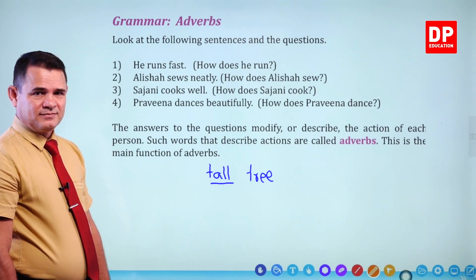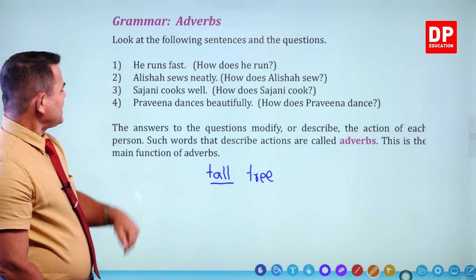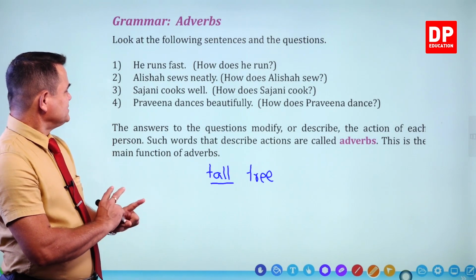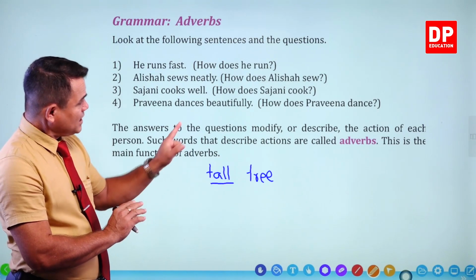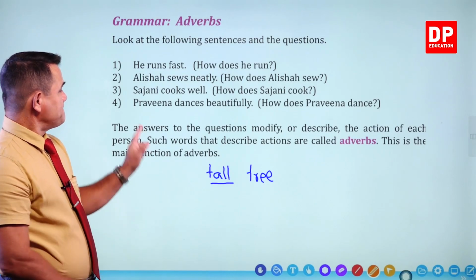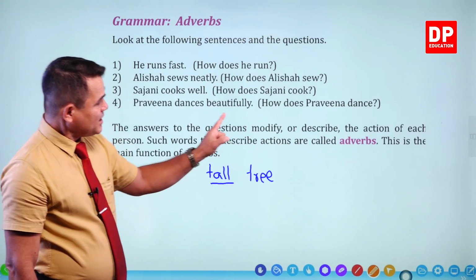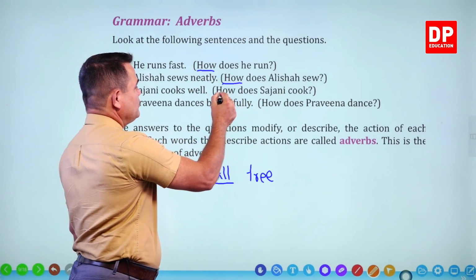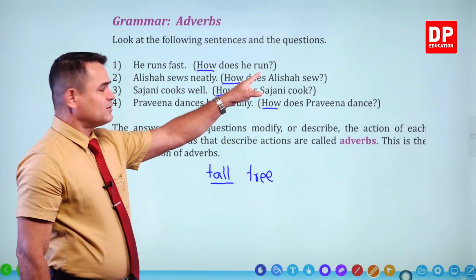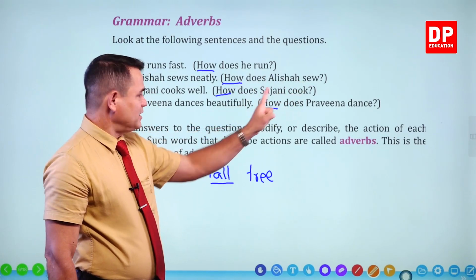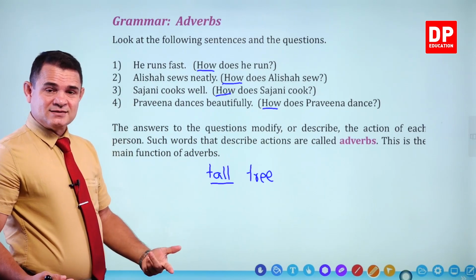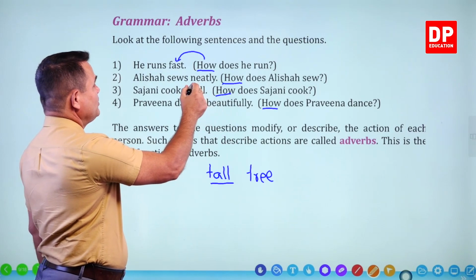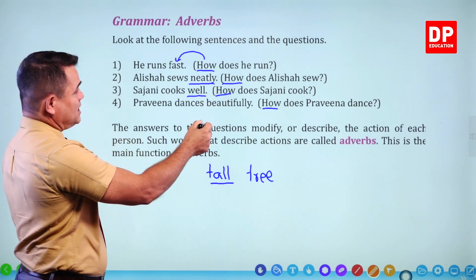ඔහු වේගයෙන් දුවනවා. Right. Alicia sews neatly. How does Alicia sew? Sajani cooks well. How does Sajani cook? Praveena dances beautifully. How does Praveena dance? Right? How? How? කොහොමද? කොහොමද ඒක කරන්නේ? කොහොමද run? කොහොමද දුවන්නේ? කොහොමද මහන්නේ? කොහොමද උයන්නේ? කොහොමද dance නටන්නේ? කොහොමද නටන්නේ? කොහොමද dance කරන්නේ? අන්න ඒක විස්තර කරන වචනේ මොකද්ද? How fast වේගයෙන්. How neatly. How well හොඳින්. How beautifully.